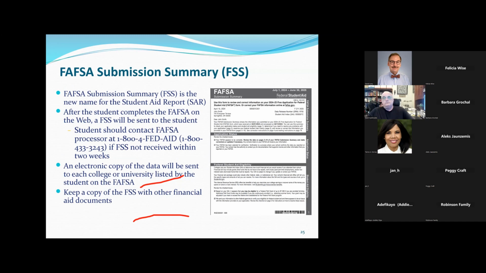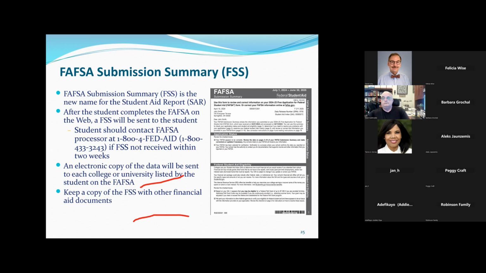Let's talk now about the FAFSA submission summary. You will receive a FAFSA submission summary, or an FSS, within a few weeks after you file the FAFSA. The FSS is the new name for the SAR. It will be sent electronically to the student. For those of you that have already filed a FAFSA, that document has not been sent to students yet. The Department of Education has said they will start sending this out sometime in early to mid-March. We think it may even be later than that.